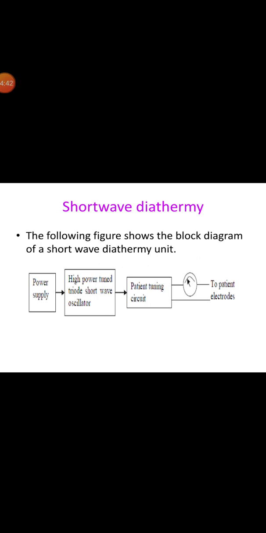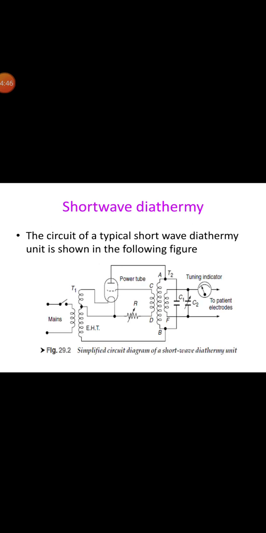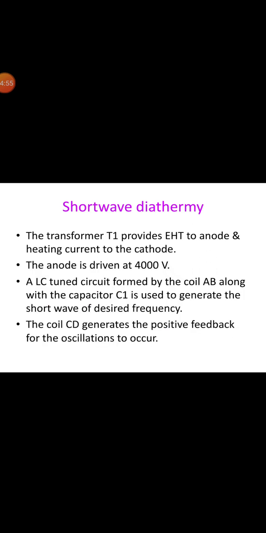This diagram shows the block diagram of a shortwave diathermy. The circuit of a typical shortwave diathermy consists of two transformers, a tube, and a tuning indicator. The transformer T1 provides the EHT to the anode and heating current to the cathode. The anode is driven at 4000 volts and an LC-tuned circuit formed by the coil AB along with the capacitor C1 is used to generate the short wave of the desired frequency. The coil CD generates the positive feedback for the oscillations to occur.